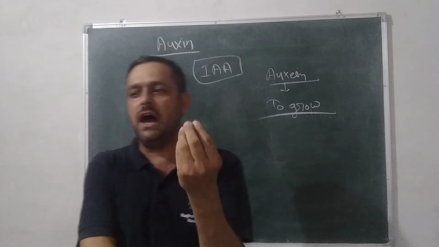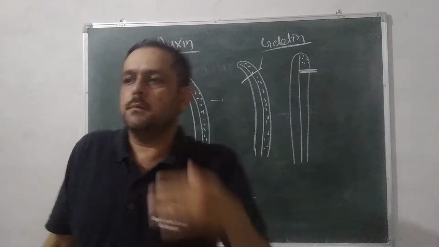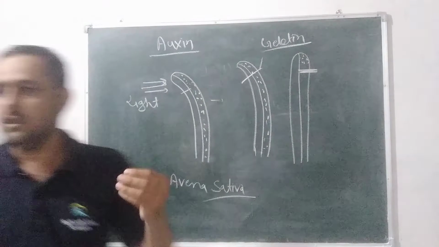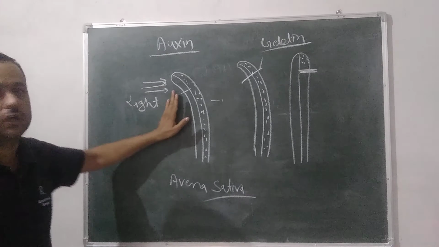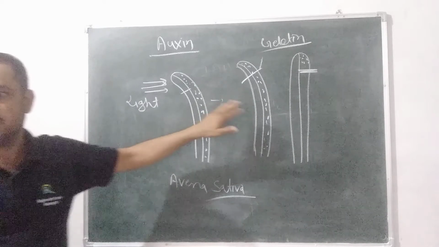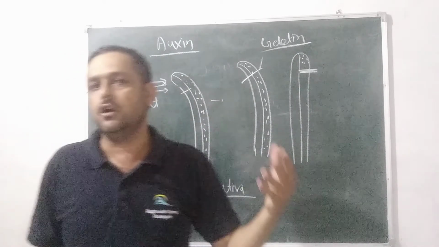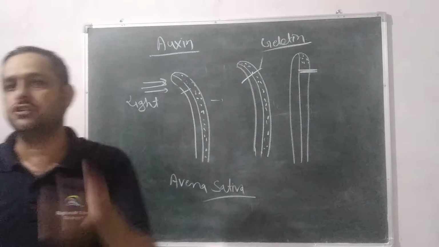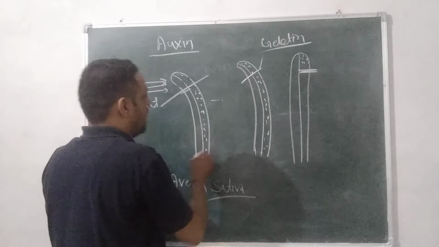Boysen-Jensen and Paal took the experiment of Darwin further ahead. You can show this experiment by this picture. Boysen-Jensen executed the experiment on Avena sativa. If we cut the top of the coleoptile, it does not show phototropism or curve, because light comes from one side, and the curve happens on the other side. If we put a gelatin substance between the coleoptile, then it also does not show phototropism.